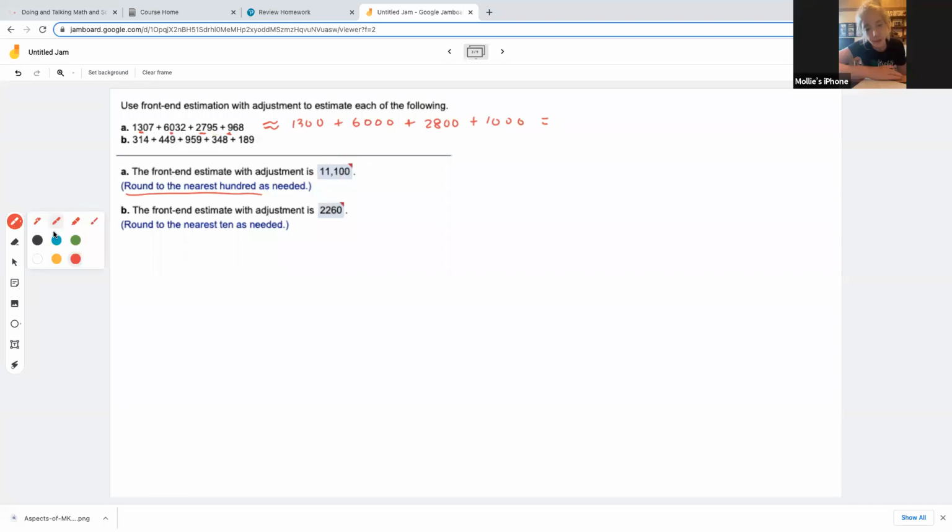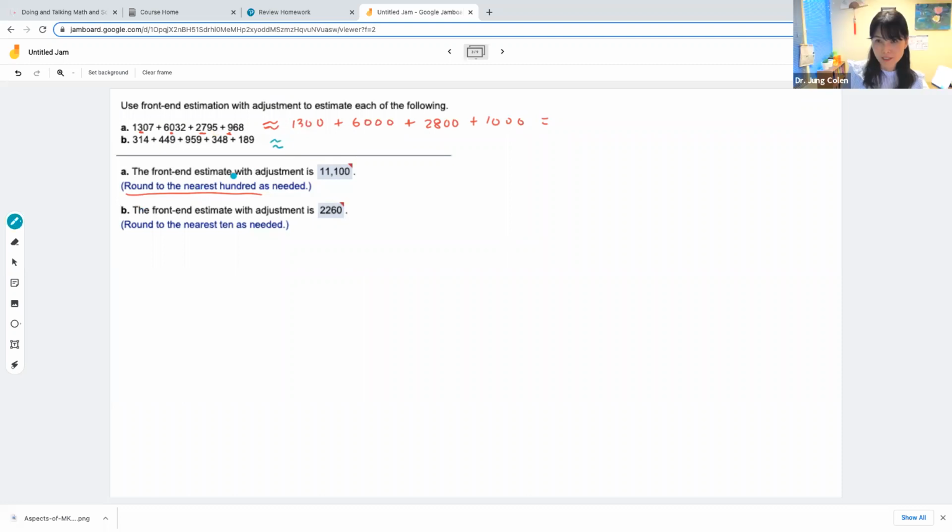Okay? Yeah, similarly, we can do this one, but we have a little bit different rounding here. Still the front end estimation, but it says round to the nearest 10 as needed. So we are looking at tens place, right? We are underlining all the tens places, and we're gonna do the rounding. So this one next digit is 4, which is less than 5. So it's gonna be close to 310. Next one, 9 is greater than 5, so 450. Next one, greater than 5, so it's gonna be 960.